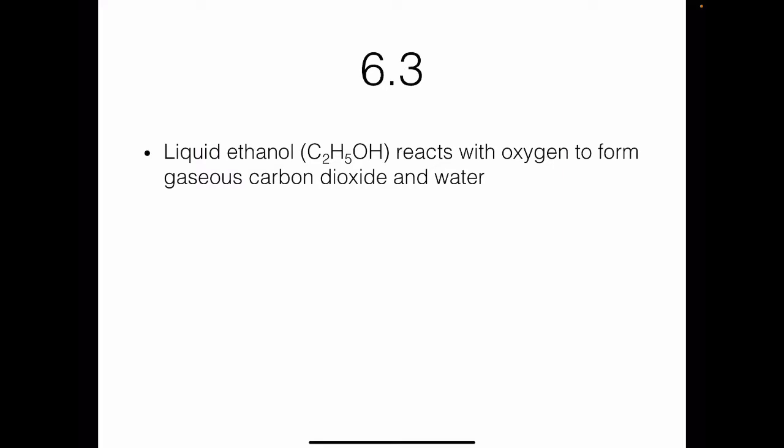For the first one, liquid ethanol reacts with oxygen to form gaseous carbon dioxide and water. Pause your video, take a minute, and try to get the correct equation based on this reaction statement, and then we'll come back together and talk about how to balance this equation.